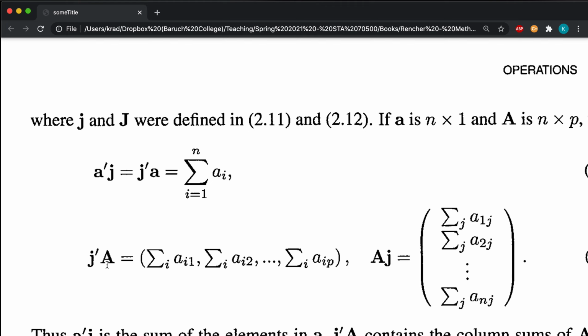Now J transpose A will give you a row vector, where each entry is the column sum of the entries of A. Column sum, or sorry, maybe row sum is better. I mean, what is this? This is the sum of all the elements in the first column of A. This is the sum of all the elements in the second column of A. And this is the sum of all the elements in the pth column of A.